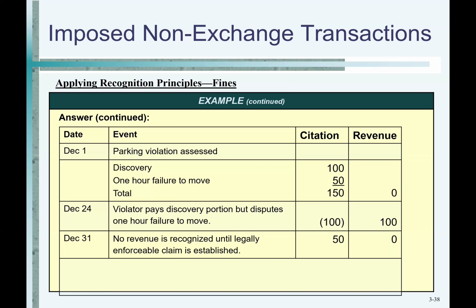As a practical matter, these days, particularly with the electronic meters and whatnot, it's going to pretty much match up to when the amounts are paid, take the revenue. It's almost like a cash basis approach there.